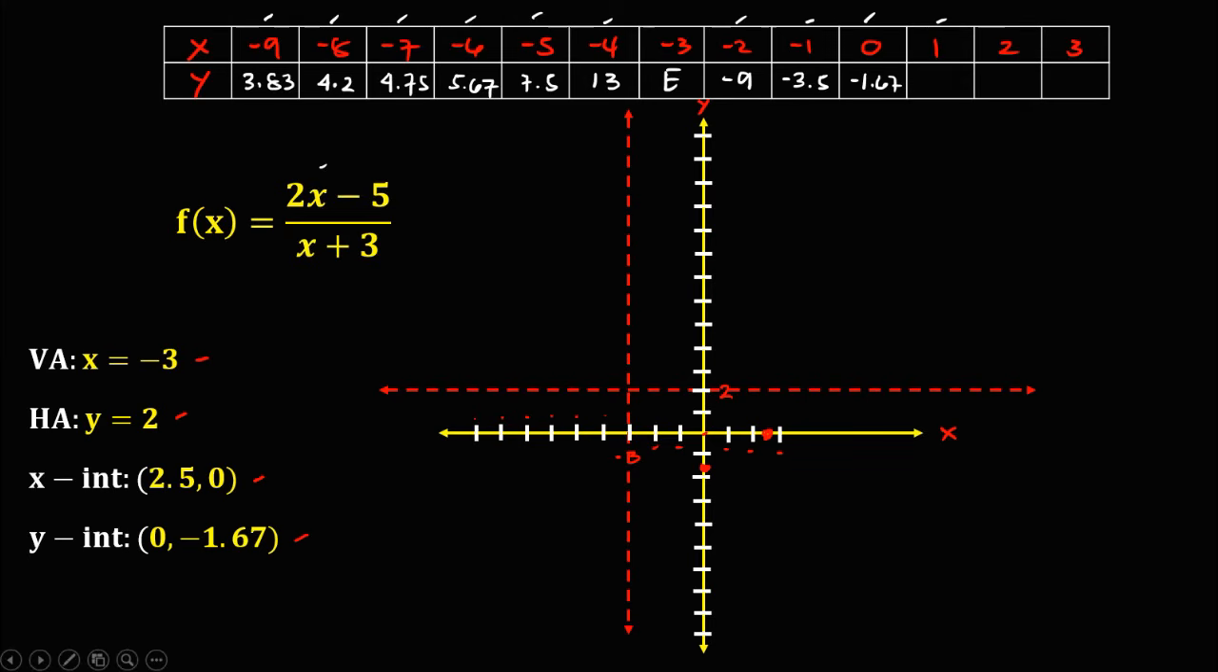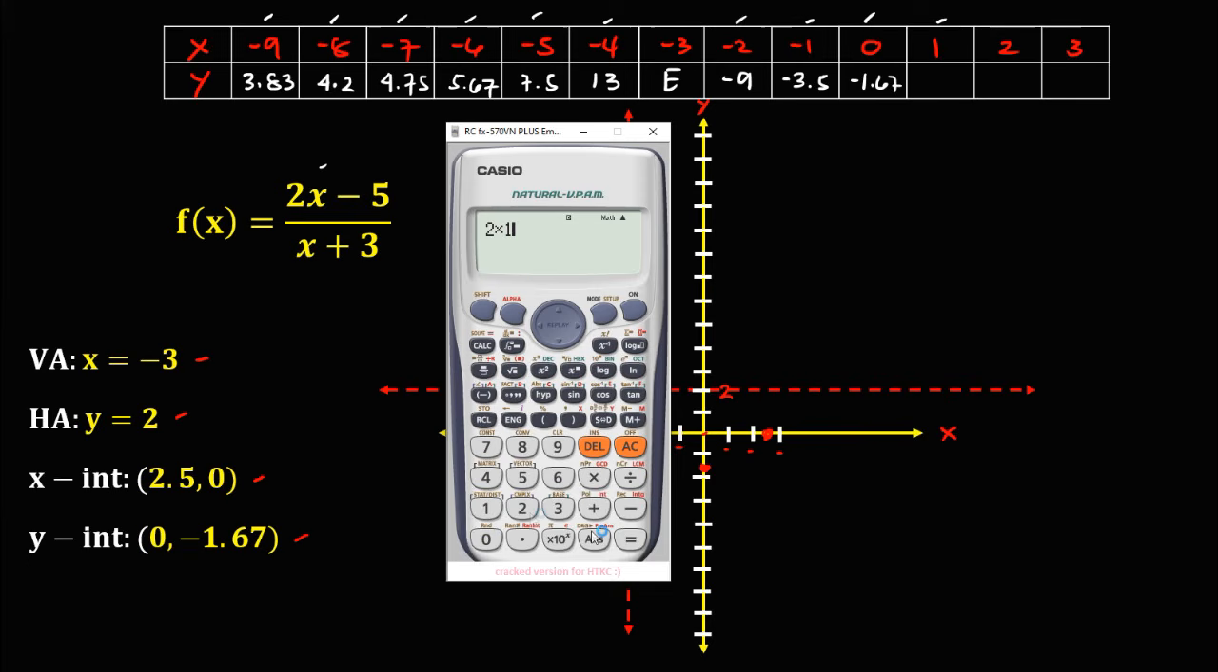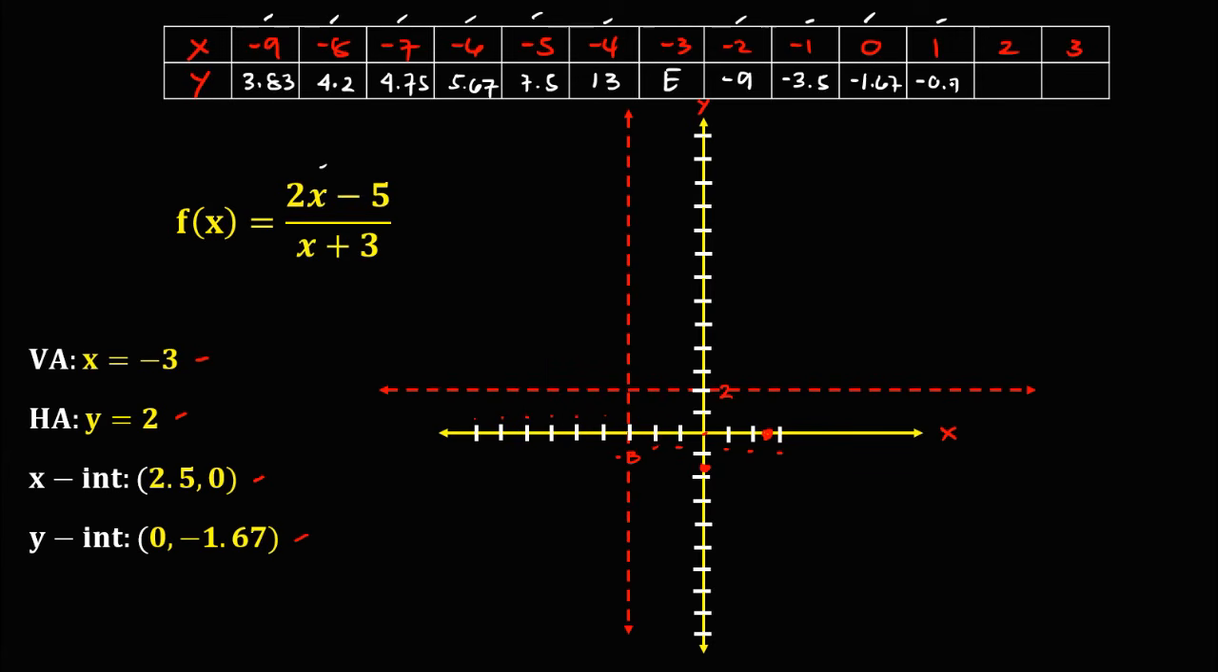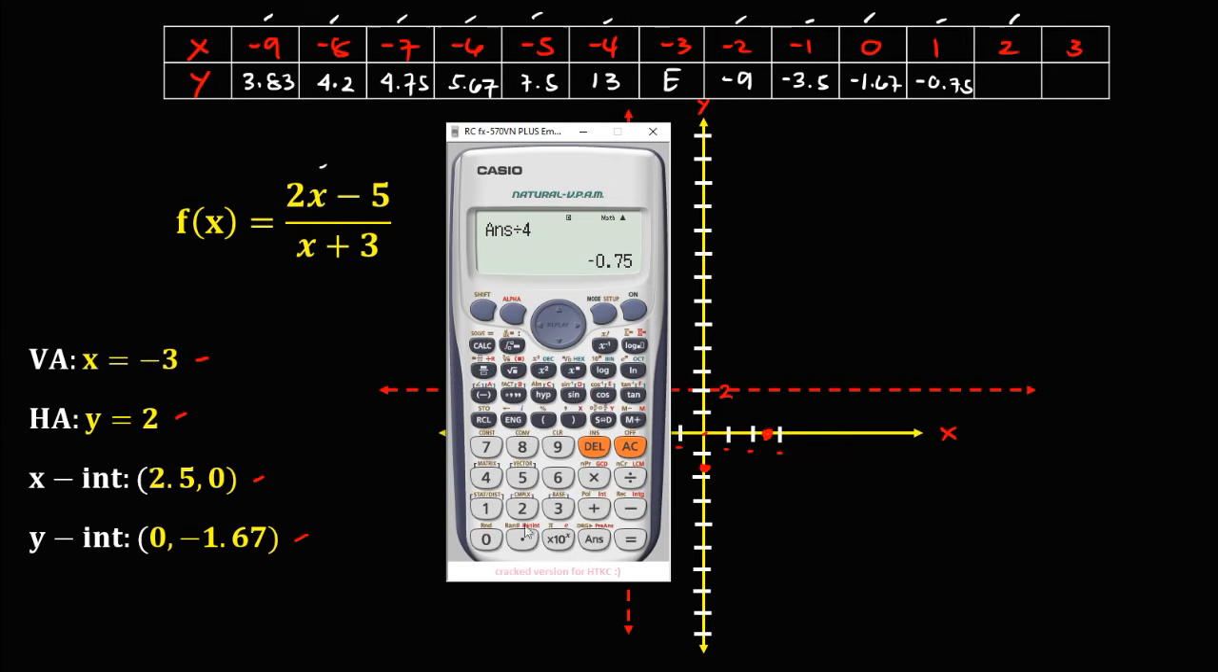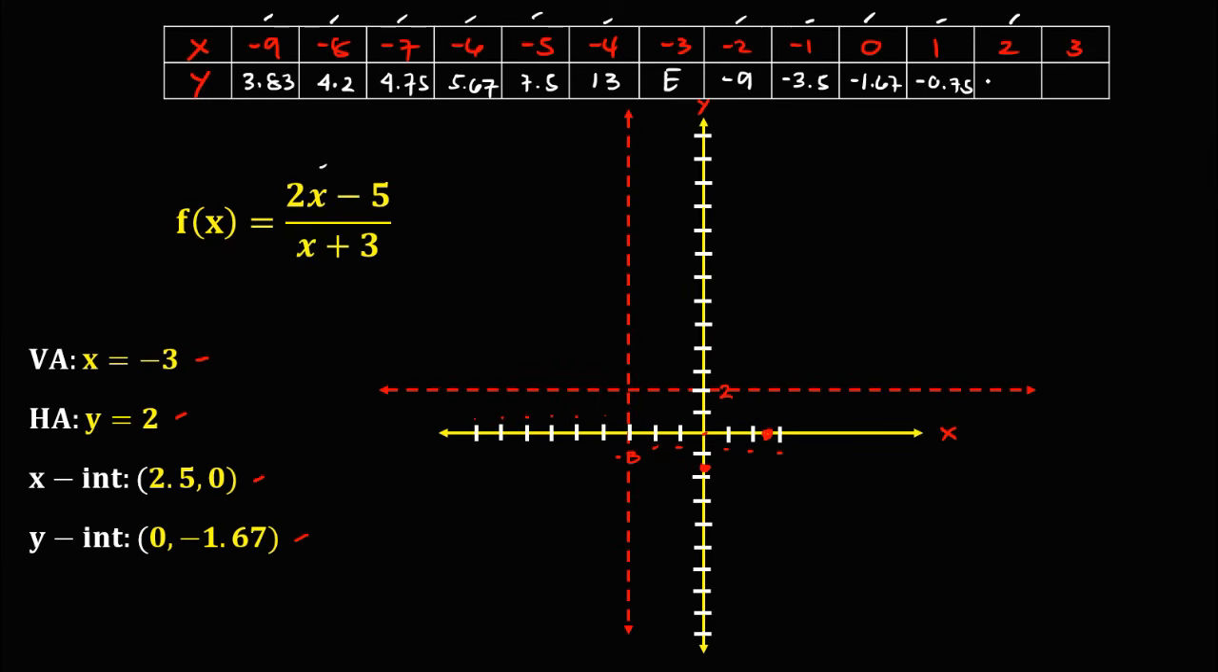Then if x equals positive 1, 2 times 1 equals, minus 5 equals, then divide. So 1 plus 3, that's 4. So that's negative 0.75. Then if x is 2, we have 2 times 2 equals, then minus 5 equals, then divide. So 2 plus 3, that's 5. That's negative 0.2.